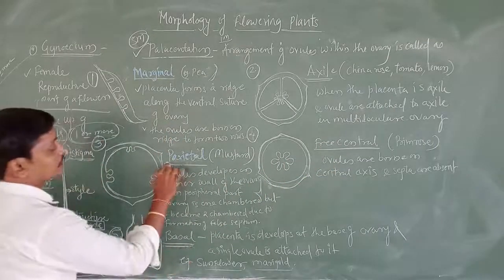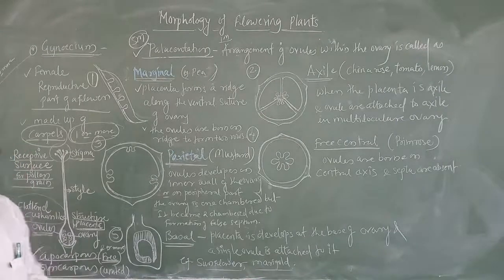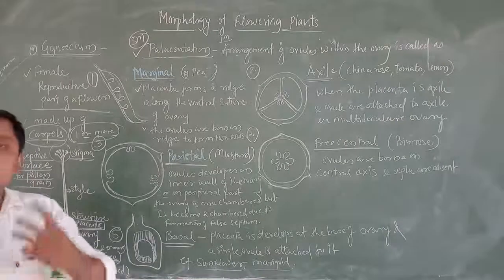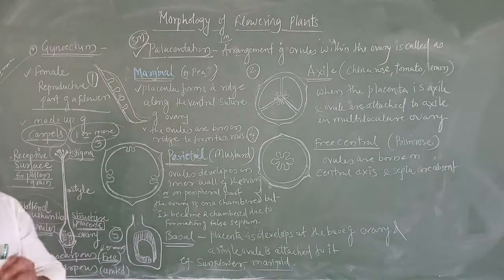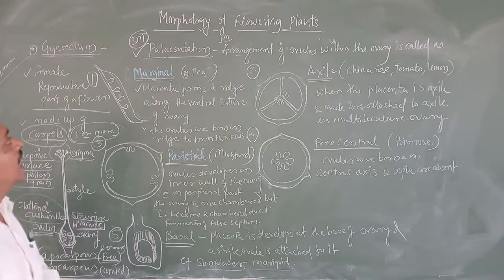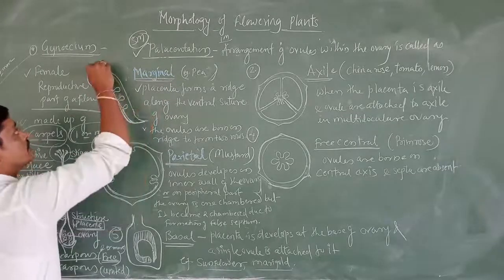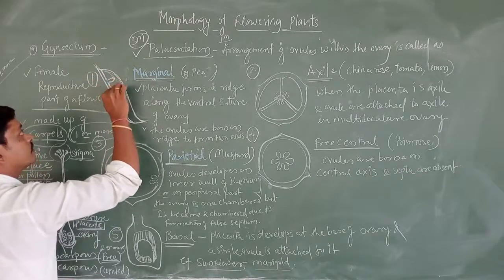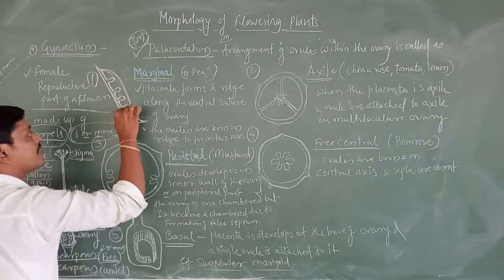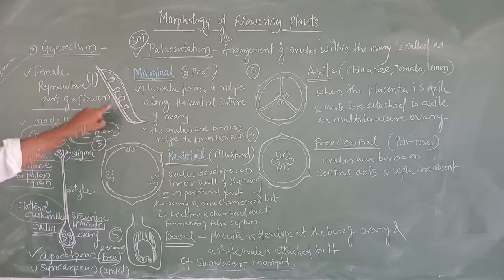And how are these different kinds of placentations distinguished? It is based upon where the ovules are arranged, which part or location of the ovary the ovules are in. Based upon that, there are different kinds of placentations. First is marginal placentation, and whatever I am drawing once again here, this is the diagram for marginal placentation. And what happens here?